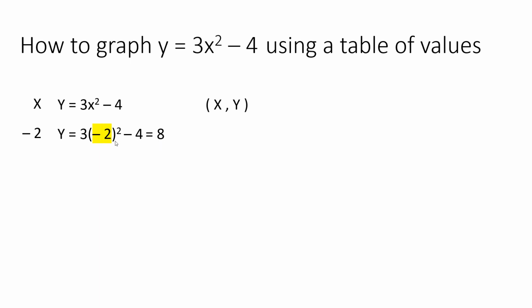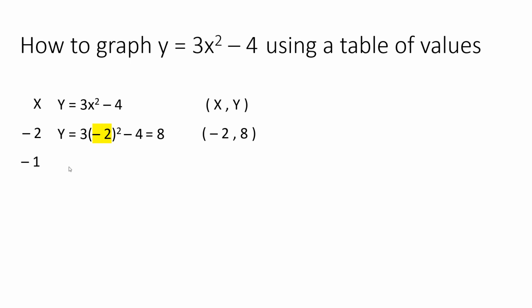You can do this problem in 2 ways. With a calculator, input 3 times bracket -2 bracket square function minus 4, which is 8, or what you can do is follow the rules of BEDMAS. Brackets, square it, -2 squared is -2 times -2, which is 4. Then you multiply, which is 12, and then you subtract. 12 minus 4 is 8. So either option is possible, and you will get the xy coordinates of -2, 8.